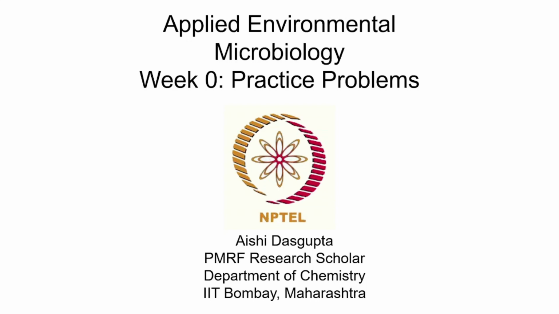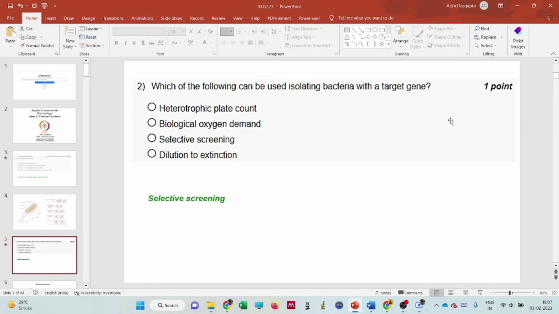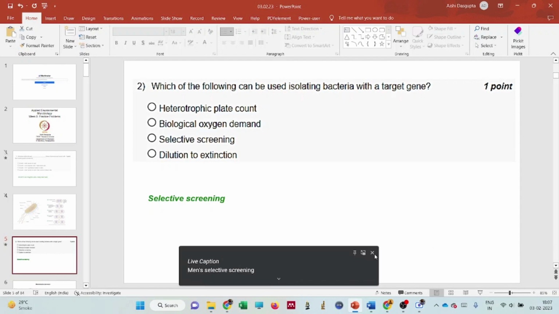Let's move on to the first problem. This is one of the practice problems that was there this year also, I think, in the week 0 assignment. The question is, which of the following can be used in isolating bacteria with the target gene? Will you guys be writing in the chat section what you think might be the right answer? We can proceed in that way. One of you can also unmute and let me know, but let's do it one by one, otherwise there will be chaos. So, selective screening. Yes, anyone else?